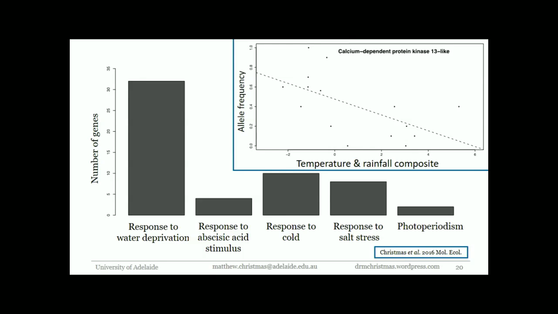To take a specific example, this graph shows the allele frequencies of a SNP within this calcium-dependent protein kinase gene plotted against a temperature and rainfall composite, and you can see the allele frequencies correlate with this composite. Calcium-dependent protein kinases have been shown to play important roles in rapid abiotic stress responses in plants. So it makes sense that different variants of this gene may be selected for along this gradient, with the northern populations experiencing greater abiotic stress.